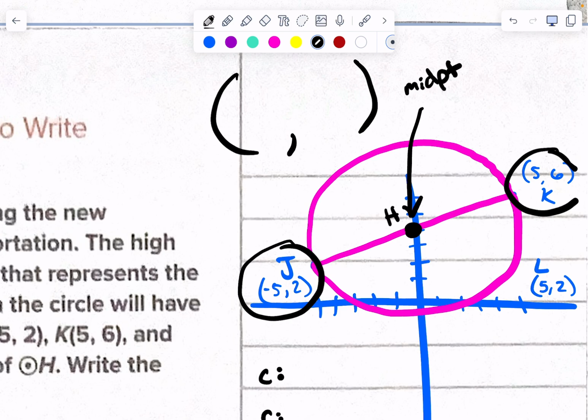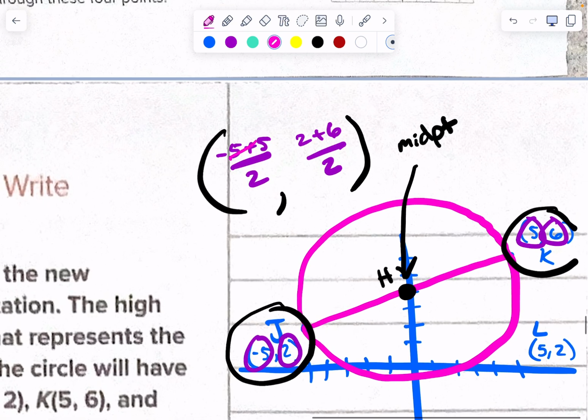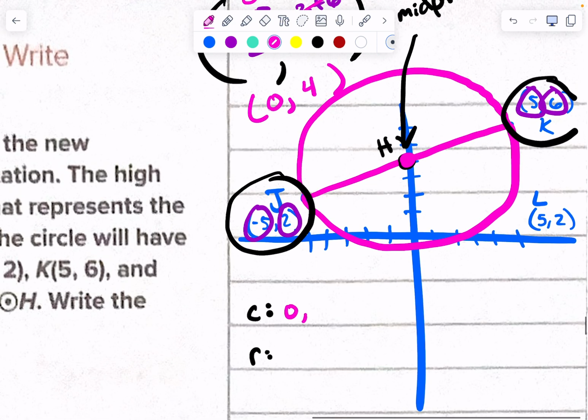If I'm trying to find the average, I'm going to add the x coordinates together: -5 plus 5, divided by 2. I'm going to do the same thing with the y coordinates: 2 plus 6 divided by 2. -5 plus 5 divided by 2 is 0 over 2, which is 0. 2 plus 6 is 8, divided by 2 is 4. Does that point look like it's at 0, 4? Yes, I think so. The center is at 0, 4.